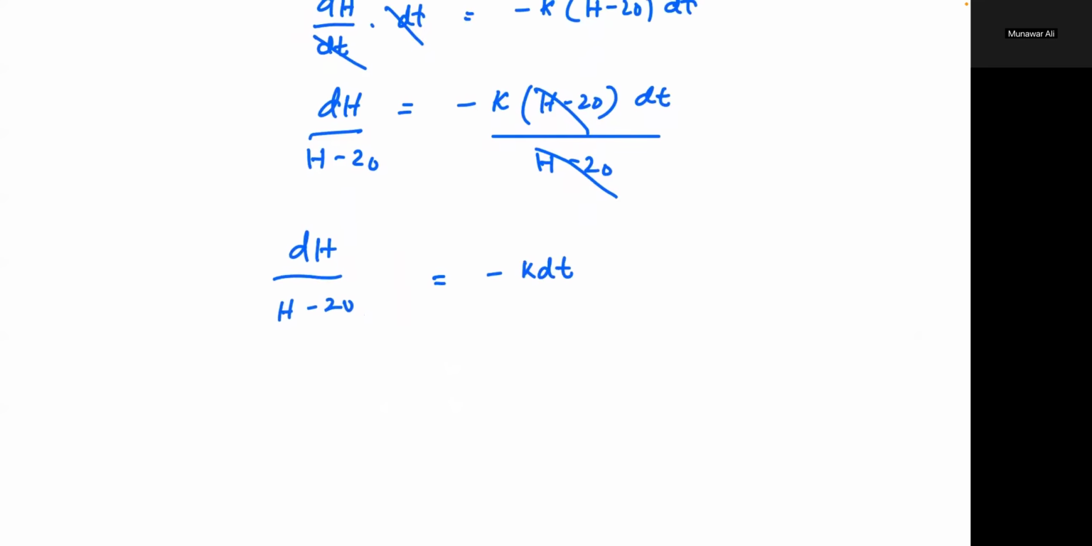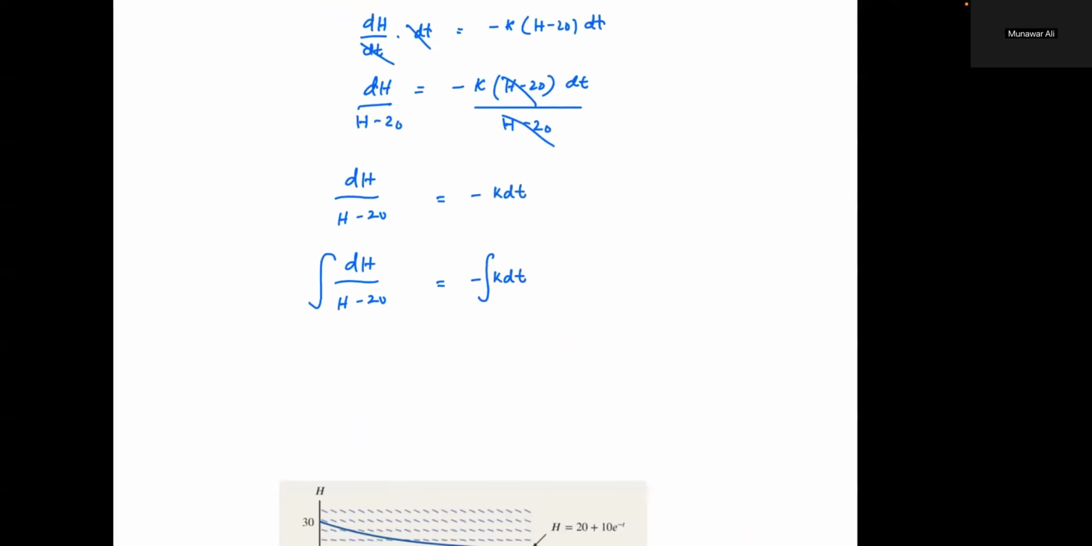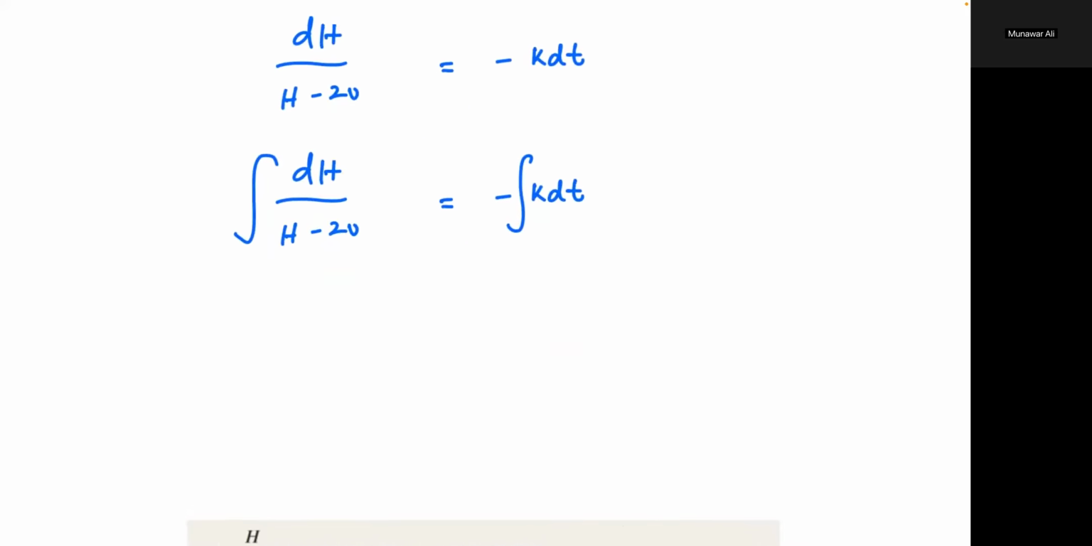And then obviously I'm going to integrate. So maybe it is better to rewrite and then integrate. What is the integral of the left-hand side?